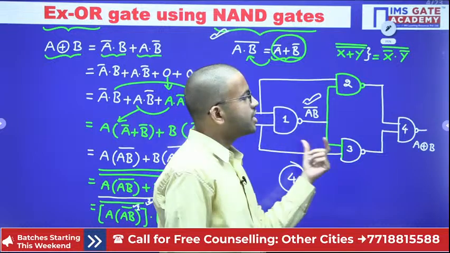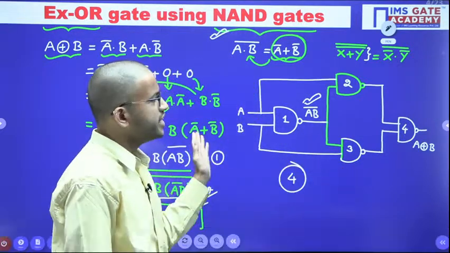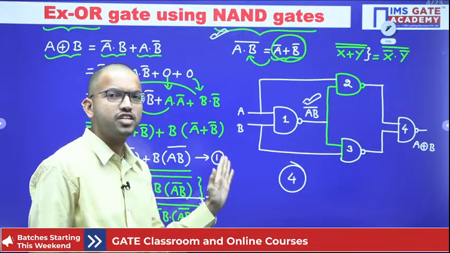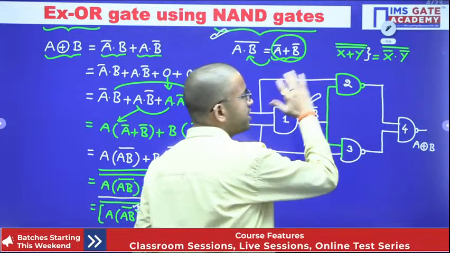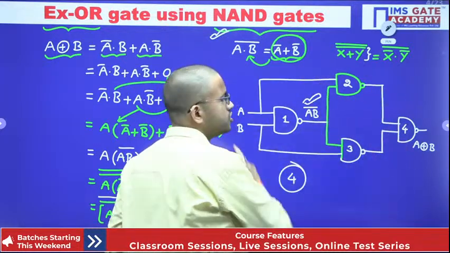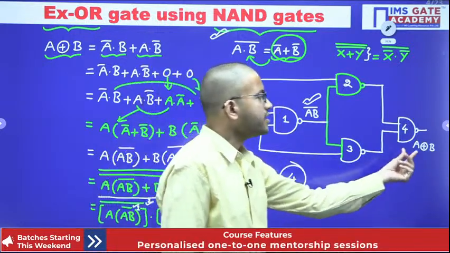See, NAND gate and NOR gate are dual to each other, just like AND gate and OR gate are dual to each other. So in place of NAND gates, if you keep NOR gates, then the overall circuit will become the dual of this particular expression, right? What is the dual of A XOR B?